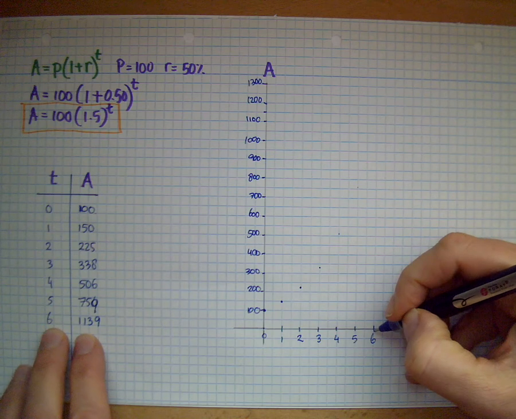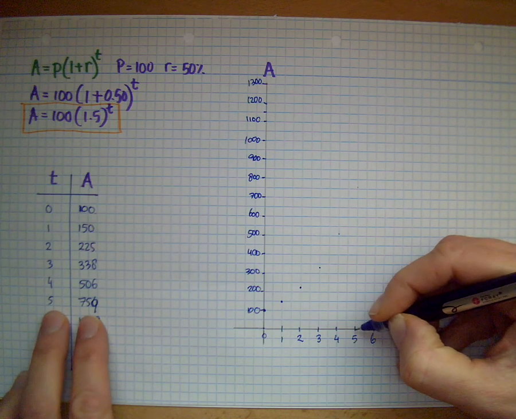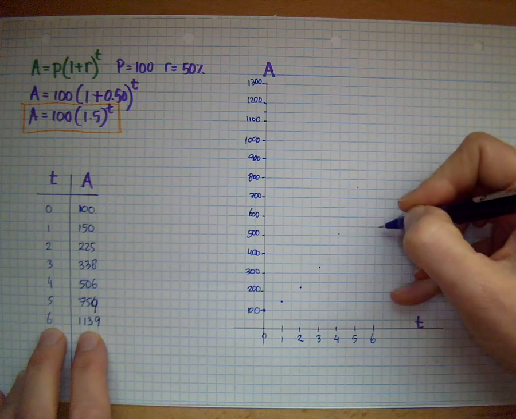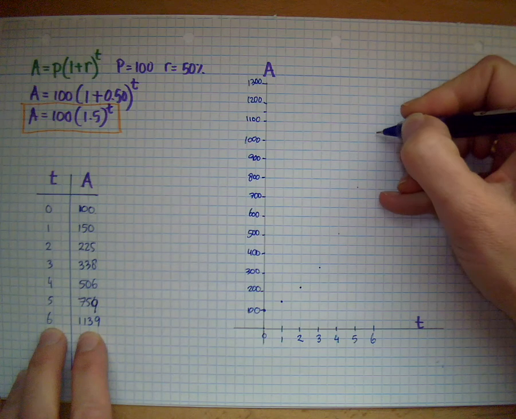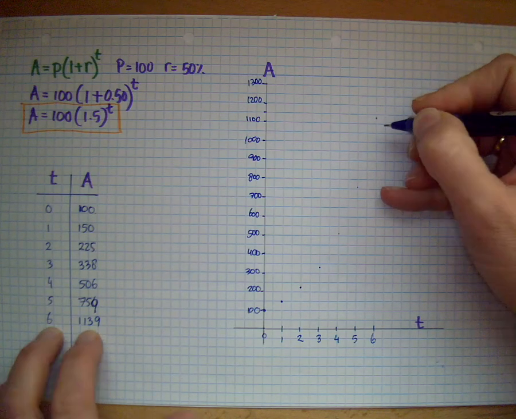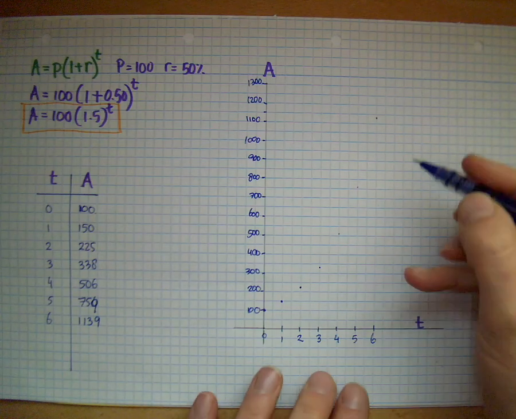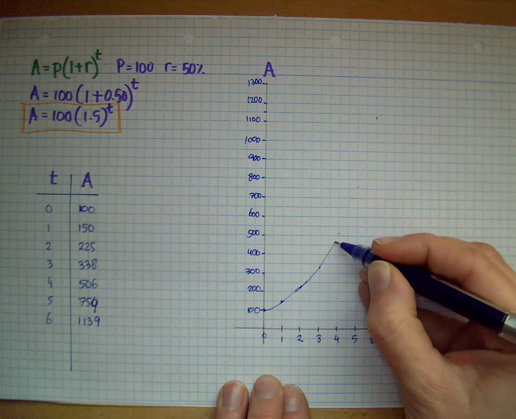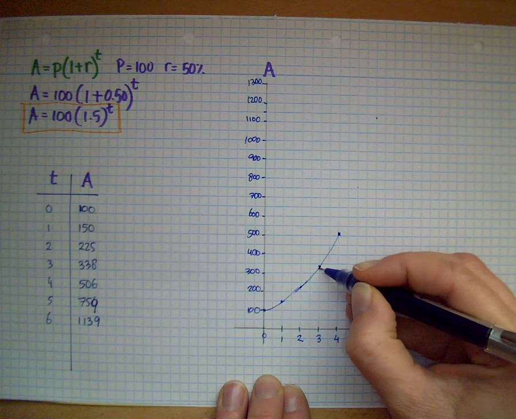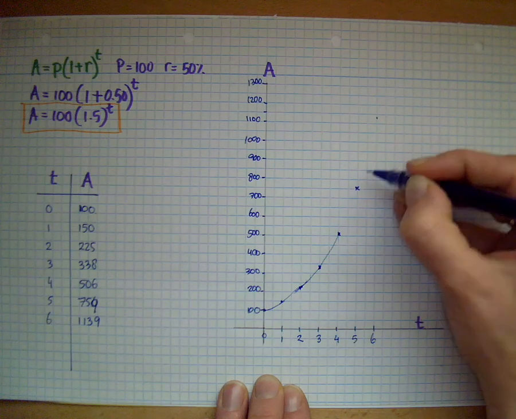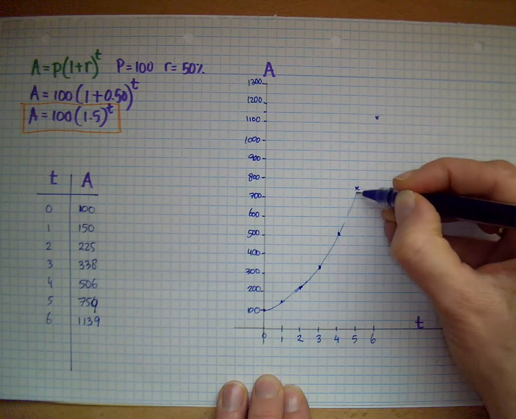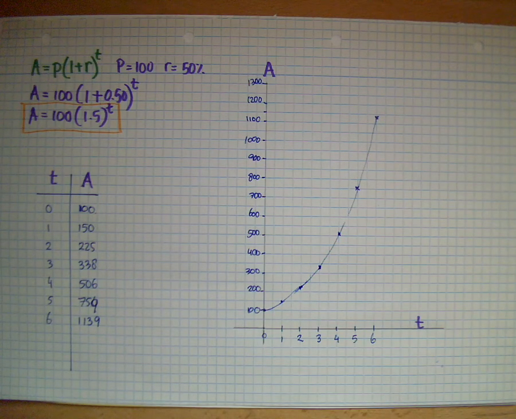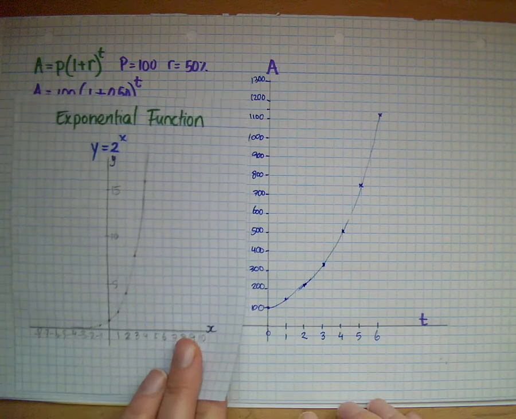6 years. There we go. 6 years, 1,140. So like there. Now if we draw our line, can't see my markers anymore. Voila. You can recognize the exponential shape in there.